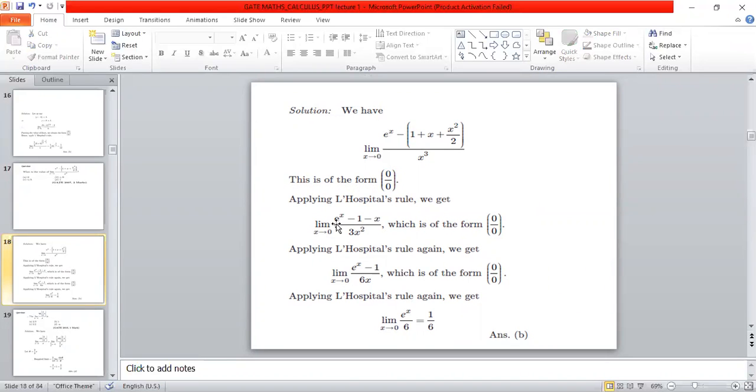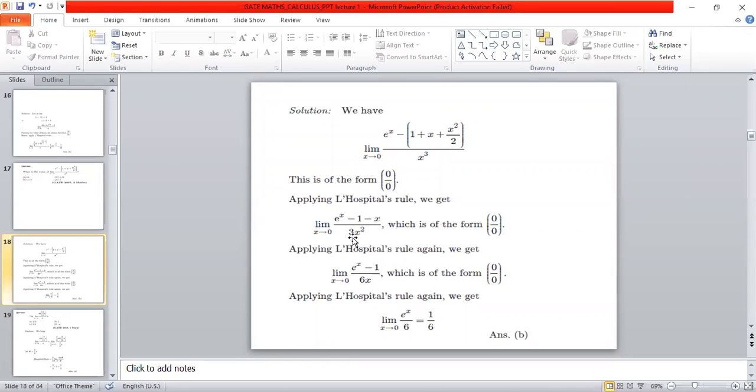So e raised to x derivative is e raised to x, derivative of 1 is 0, derivative of x is 1 with the negative sign outside, so it is minus 1, and derivative of x square by 2 is x, so it is minus x, upon the derivative of the denominator, x cube, which is 3x square. Now again apply the limit as x is 0: e raised to 0 minus 1 minus 0 is 0, and in the denominator it is 0, so again it is 0/0 form.